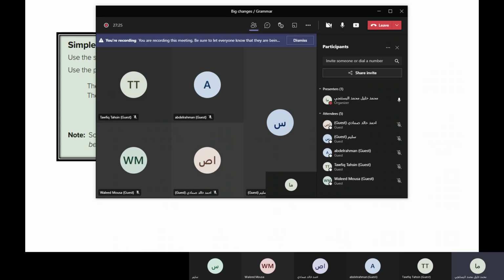We use the present perfect with actions that happened in the past, but we don't know when they happened. Another use of the present perfect, with actions. Look at the example. What are you going to say now?